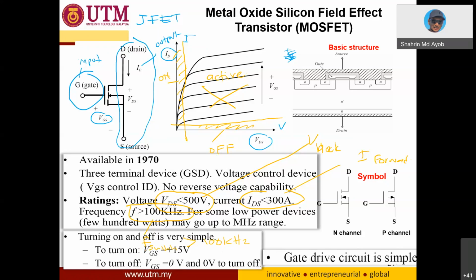Another advantage, apart from the high switching frequency, is that the gate drive is very simple, because to turn the device on, you just need to produce VGS equal to 15 volt, and to turn it off, you only need to give VGS equal to 0. Very simple. So the gate driver circuit that I showed you is the gate driver for MOSFET. So very simple. This is very popular, but only for low power applications.